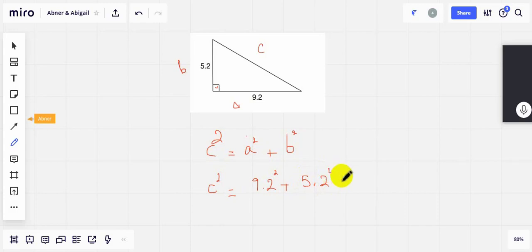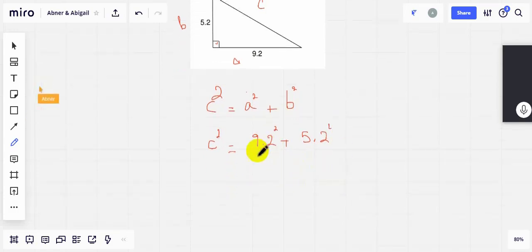Now Gail, I want you to quickly calculate these values. 9.2 squared is 84.64. Okay, now the next one, 5.2 squared is 27.04. Okay, thank you for that.